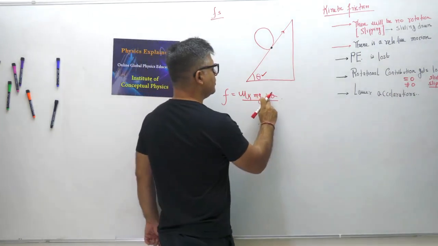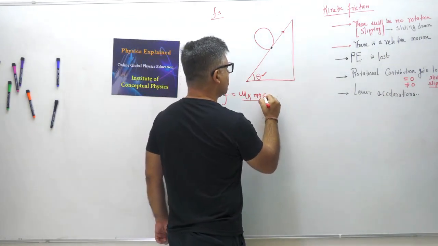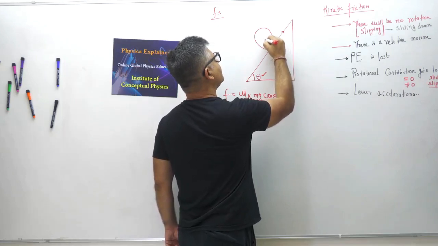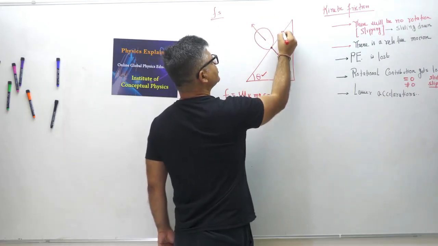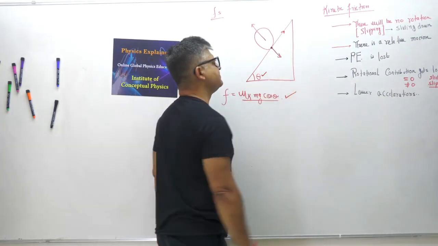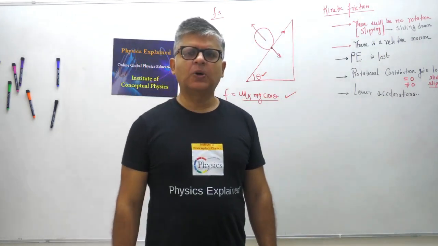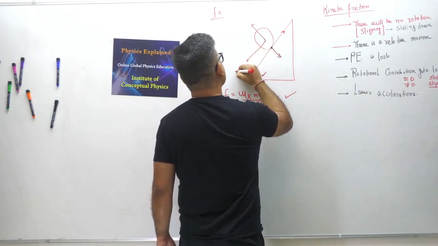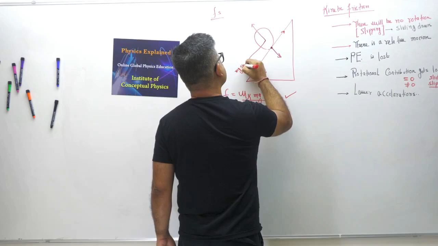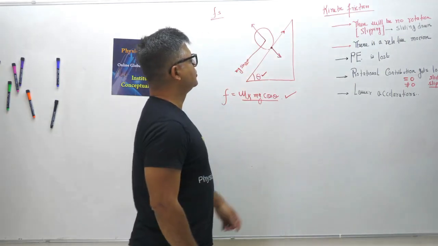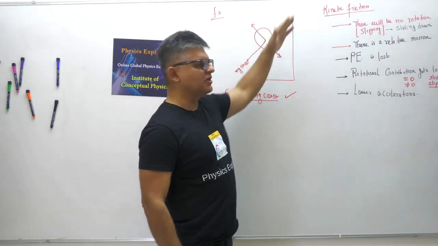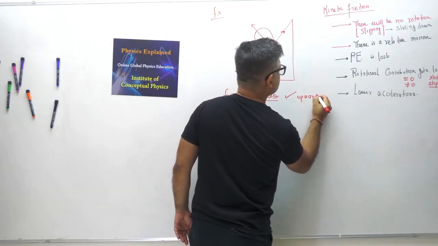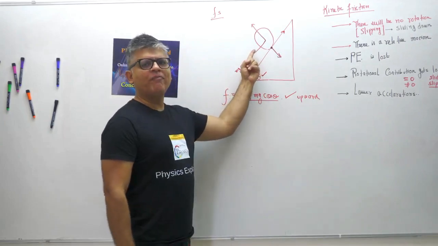So mu k mg cos theta, right? Which is the normal reaction. So it is getting compressed and you have a normal reaction on it. So the frictional force can be written like this, right? Now the weight component, right, is this, which is mg sine theta, right? So there is an upward force, which is the frictional force. We have written this. This is upward. And this weight component is downward.